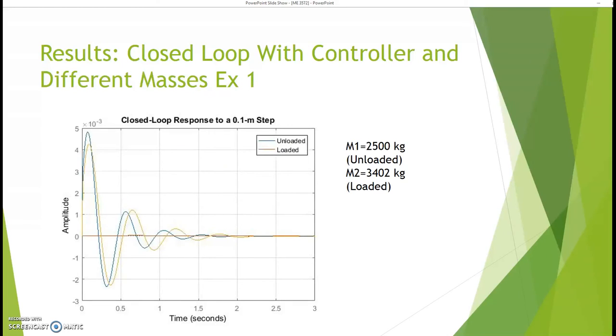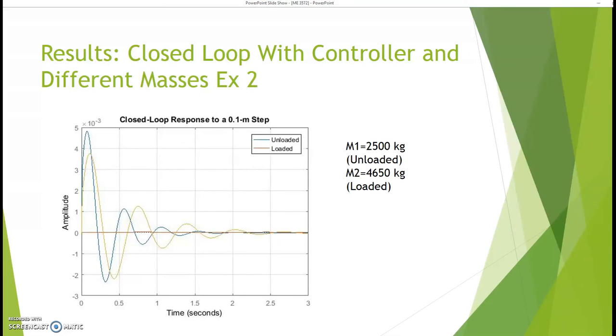An additional test was done assuming that the bus would be loaded. The assumption is that the bus would have a mass of 3,402 kilograms, which would assume that the bus would have a moderate amount of people on it. The results of the response can be seen on the graph compared to the unloaded bus. As you can see, the controller was able to manage the response of the loaded bus, limiting the overshoot to fewer than 5% and decreasing the settling time to less than 5 seconds.